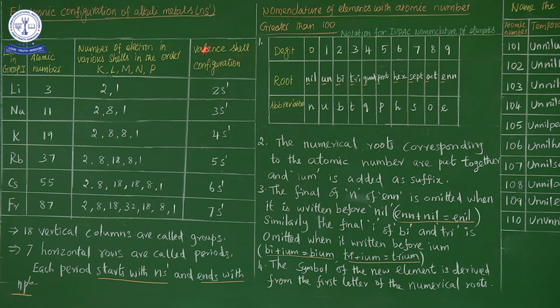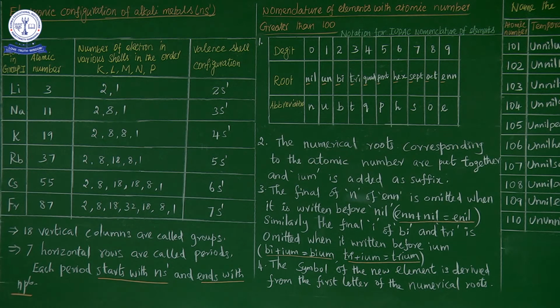Then its valence shell configuration. The valence shell is the outermost shell, not the inner part. An atom consists of the nucleus and a number of shells. The inner part of the atom does not participate in the chemical reaction. The valence shell is the only part involved in the reaction.